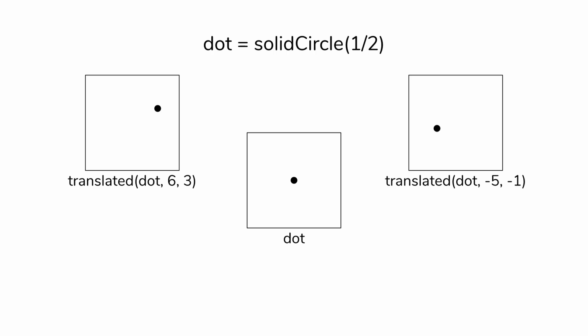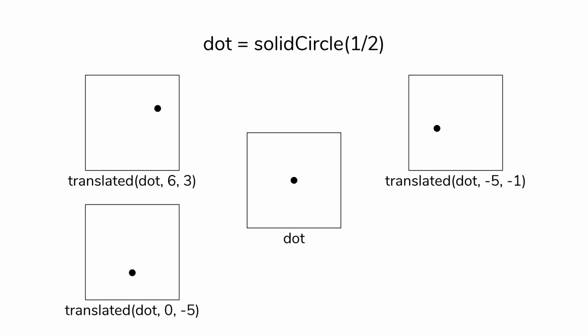If you don't want to move a shape both horizontally and vertically, you can just use a 0 for the direction where it doesn't need to move. In the expression translated dot 0, -5, a 0 is used for the x direction. That means don't move it at all side to side. Instead, only move this dot down. The -5 for y means down.